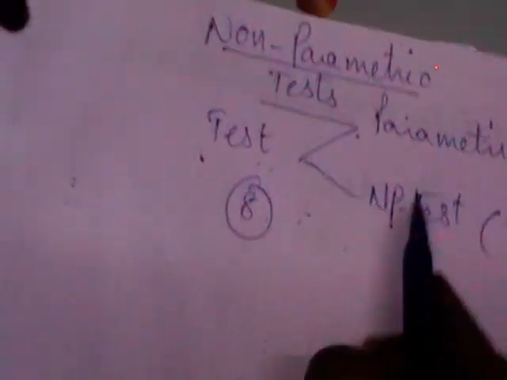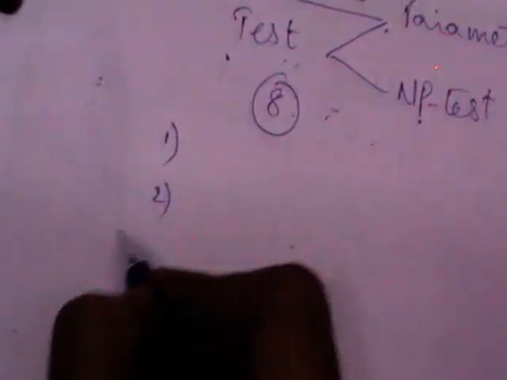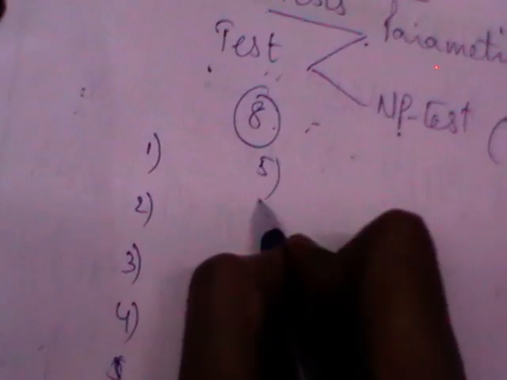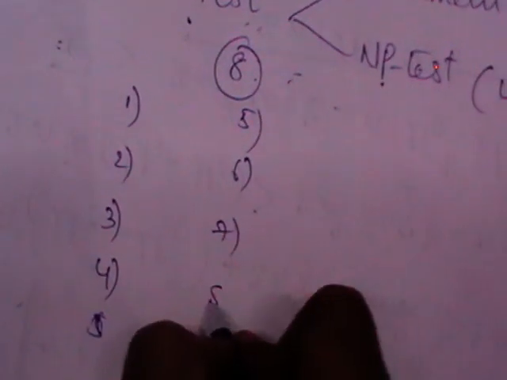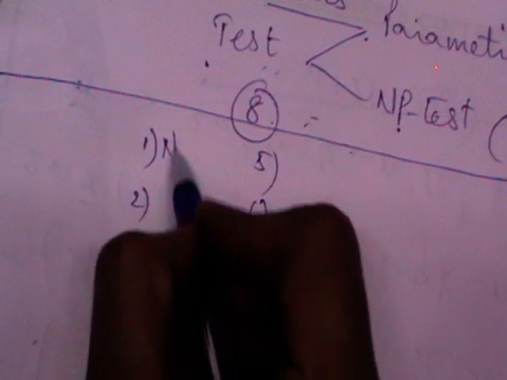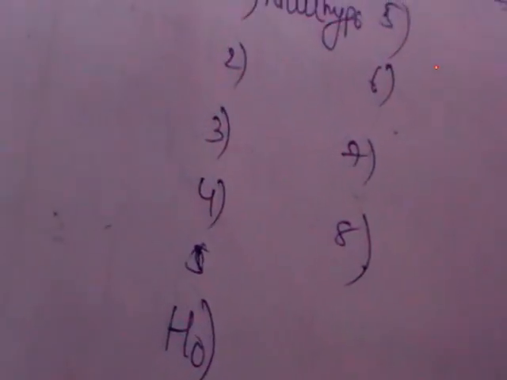So let us go to those 8 steps which are involved in either parametric or non-parametric tests. Let us see all those steps today. The first step you should do is to frame a null hypothesis. I think all of you know that the null hypothesis is indicated with H0. So in step 1, we are going to frame the null hypothesis.